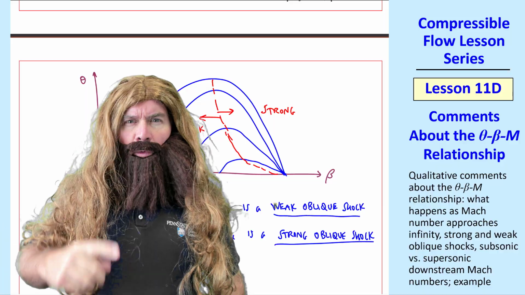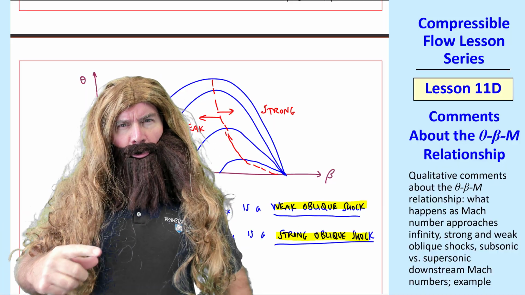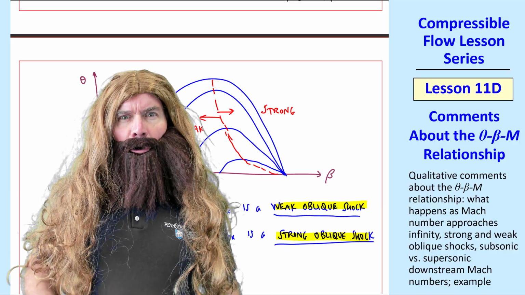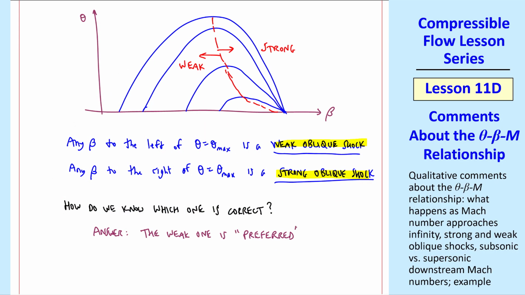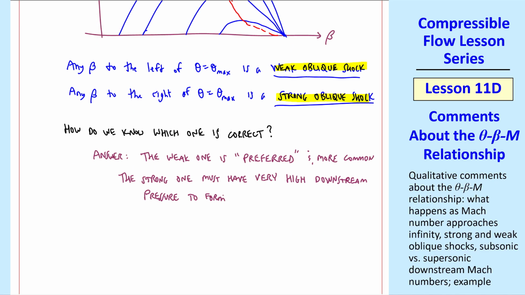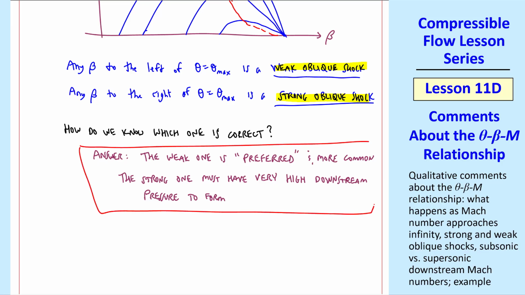How can you tell which one it will be, weak or strong? Great question, Harry. The answer is a little vague. The weak one is preferred and more common. The strong one must have very high downstream pressure to form. As I said, this answer is rather vague and not very satisfying, so we don't really know the answer unless we analyze the entire flow.